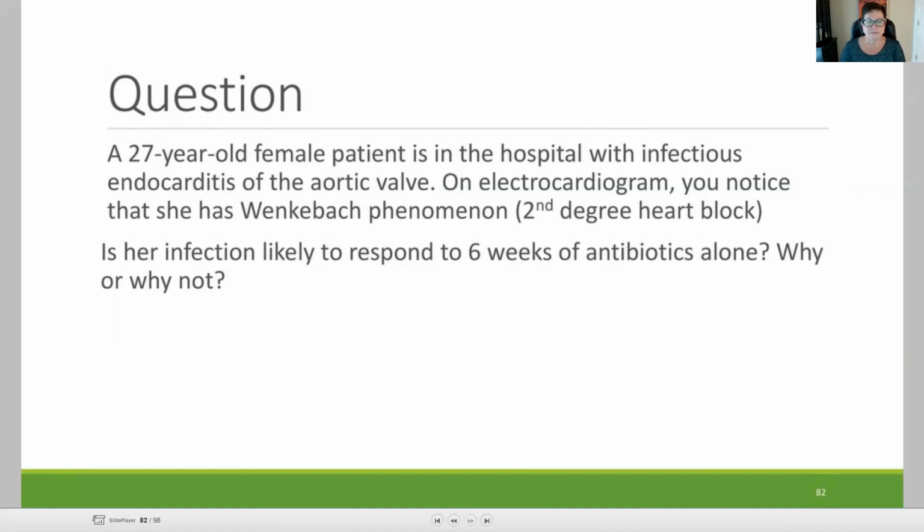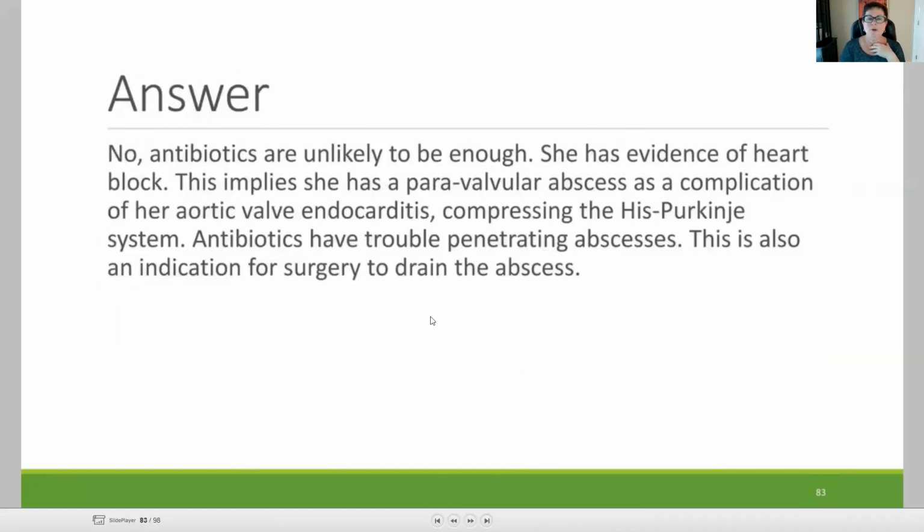Why or why not? Excellent question, Paula Price, and thank you for posing that. So her answer is no. Antibiotics are unlikely to be enough. She has evidence of heart block. This implies she has a para-valvular abscess as a complication of her aortic valve endocarditis. This is compressing her bundle of His, and antibiotics have trouble penetrating abscesses. This is also an indication for surgery to drain that abscess.